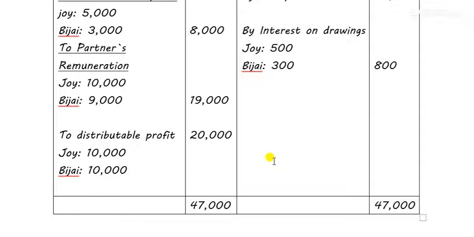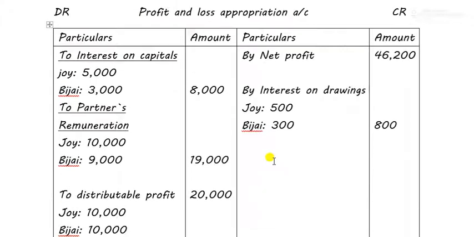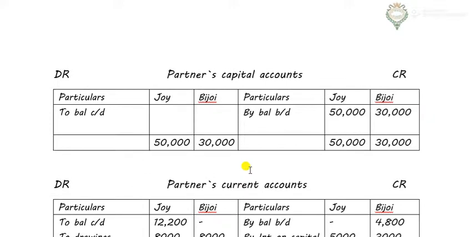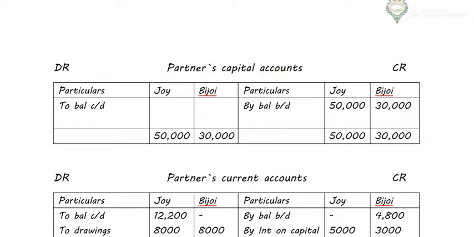10,000, 10,000. Okay. Got it? Now all these items will also go to partner's current account, not capital account. Now coming to that part. So there will be two accounts created, partner's capital account and partner's current account.